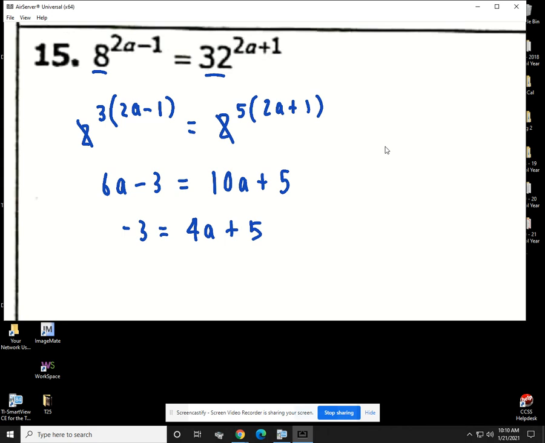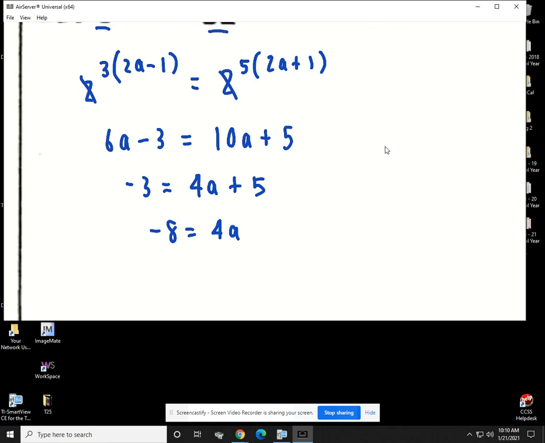To solve for a, the first thing we need to get rid of is the 5. How? You subtract that 5. What's negative 3 minus 5? So negative 8 equals 4a. So last step, divide by 4. What's negative 8 divided by 4? So a equals negative 2.